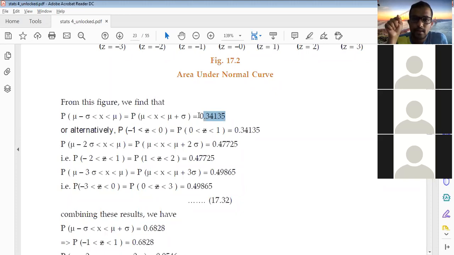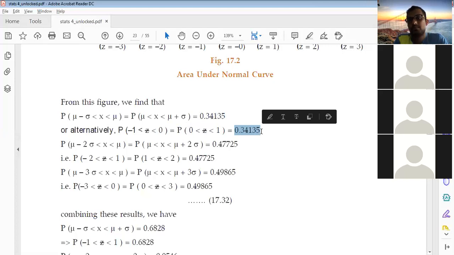And you might tell, sir, I need the table. They are not going to give you the table. Sir, they have not given the value also in the question. How would I work out? You should remember these values, students. If they have given the area from 0 to 1 and you don't know this number, 0.3413. Easy to remember, students.